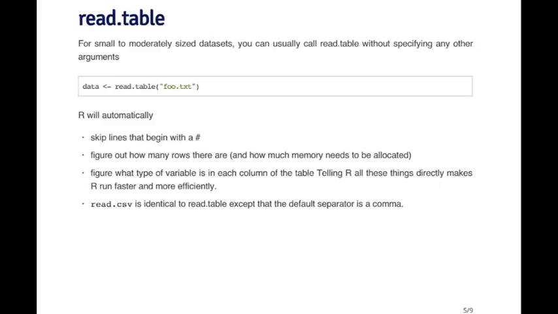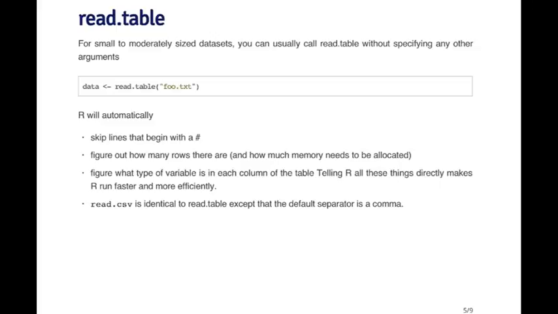It'll automatically skip any lines that begin with the comment symbol. It will figure out how many rows there are, and again, it'll figure out what type of variable is in each column of the table. So you can tell R all these things if you want to, and the reason you might do that is to make it run faster and more efficiently. With small and moderate-sized data sets, there's usually not much advantage to doing that because it'll be pretty fast and pretty efficient as it is.